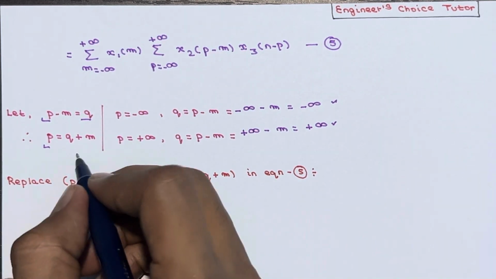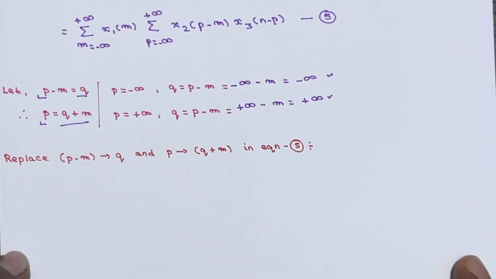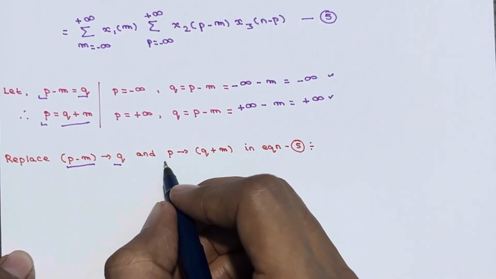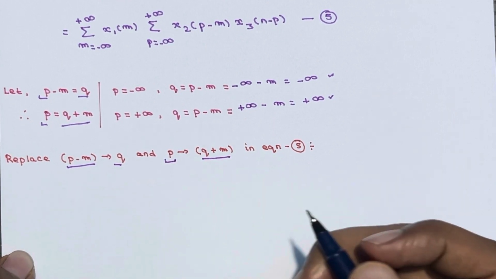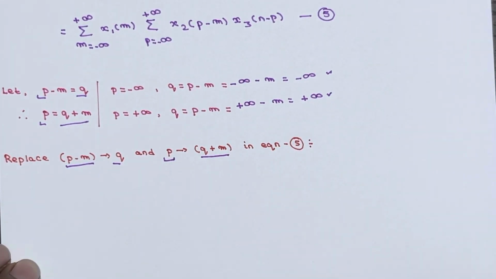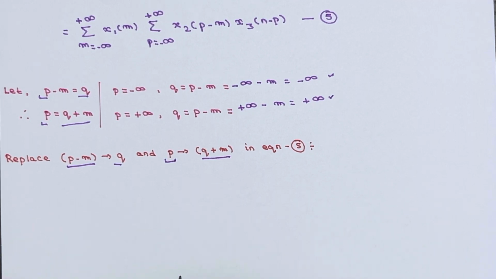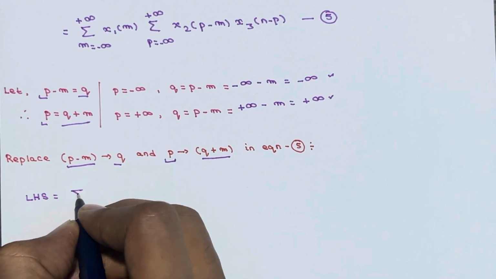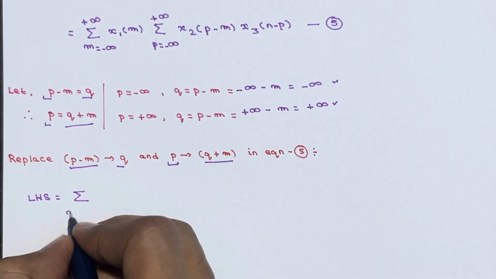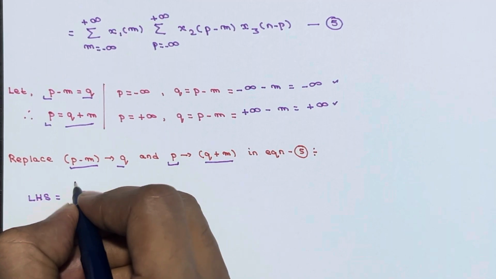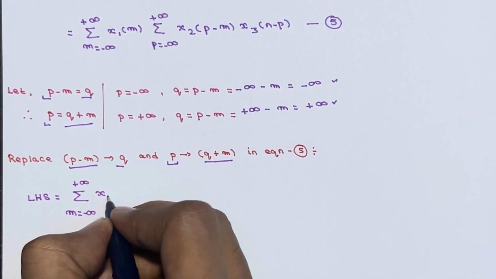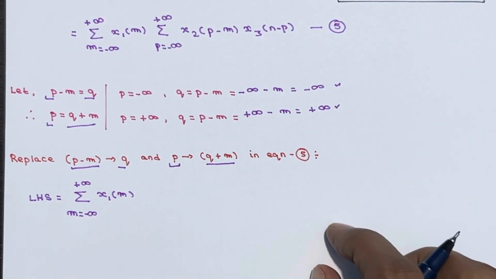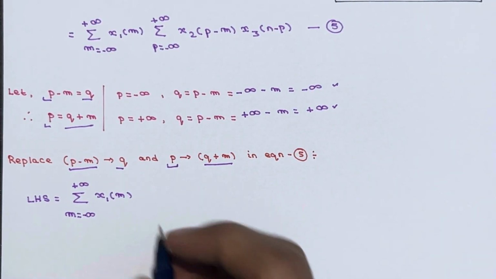q plus m. Clear? So now what we are going to do, replace p minus m with q and replace p with q plus m in equation number 5. Okay, so let's move further and do this. So now LHS will be equal to the summation of the first term, m is equal to minus infinity to plus infinity, x1 of m. Now for this we are going to perform this activity. So this will be equal to what?